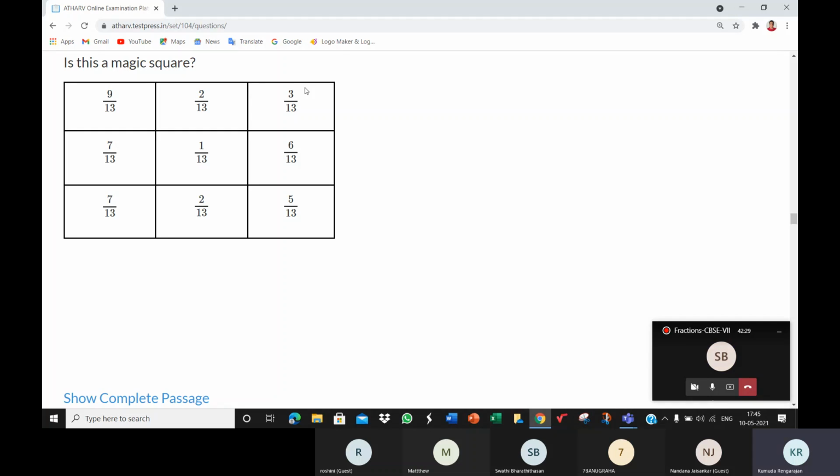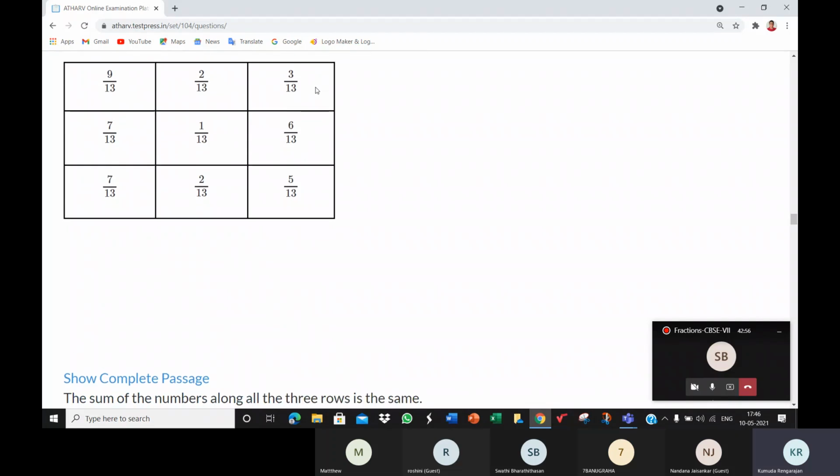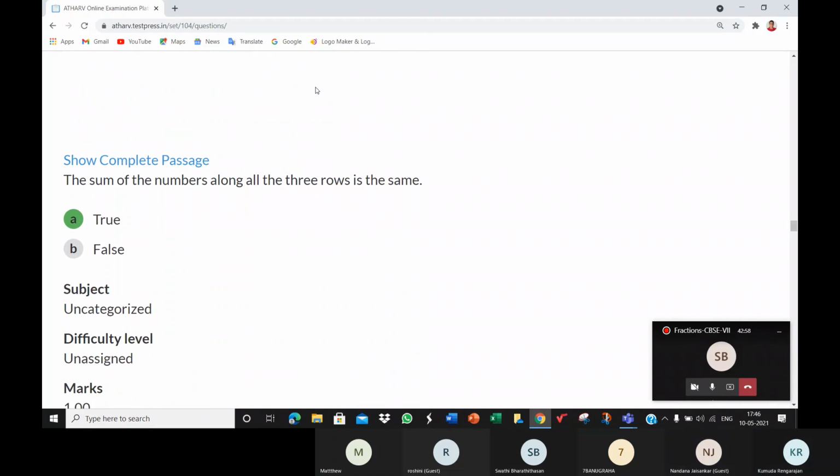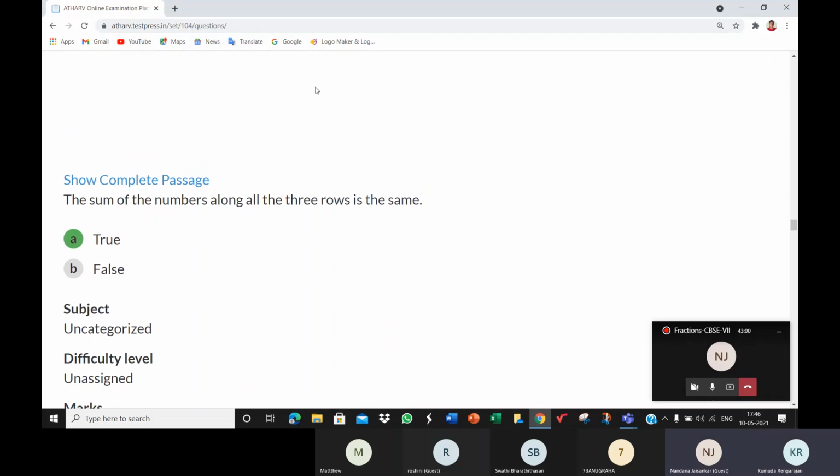In one question in the classwork, we have seen what a magic square is. What are the numbers along the other diagonal, children? Ma'am, 3 by 13, 1 by 13 and then 7 by 13. What is the sum of the numbers? Ma'am, 11 by 13. See, again different, correct.